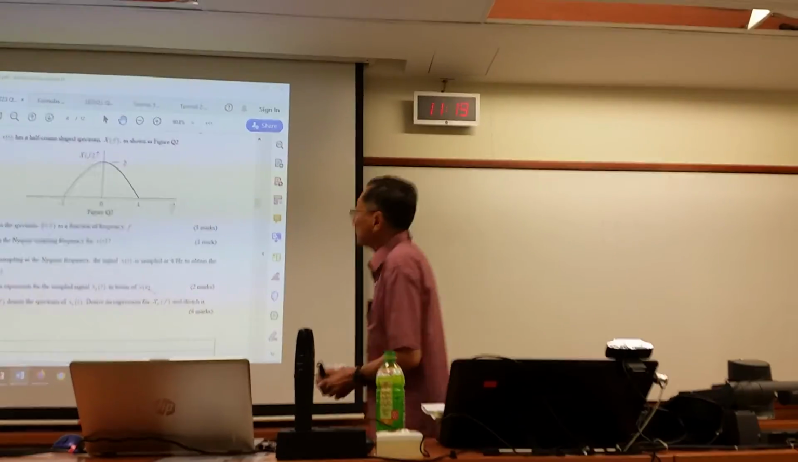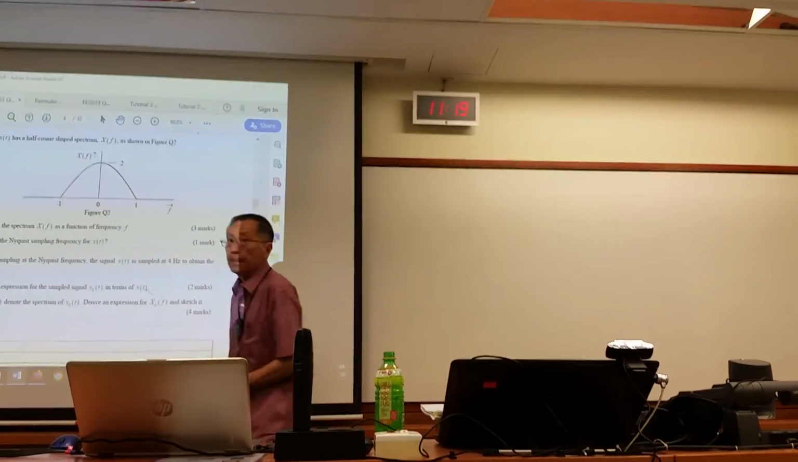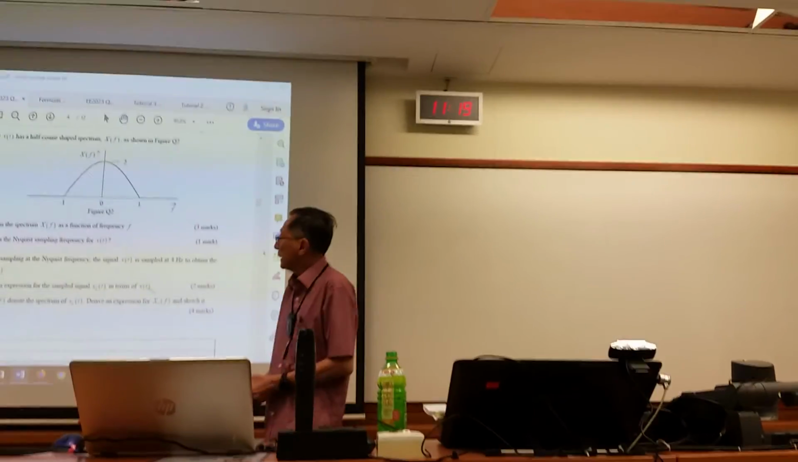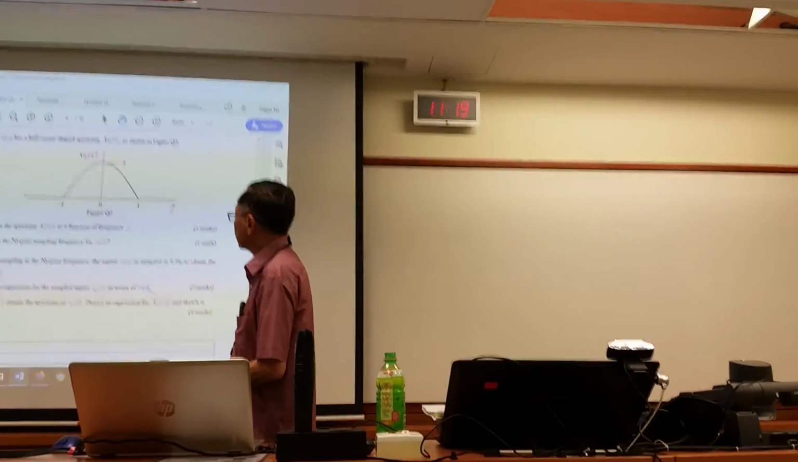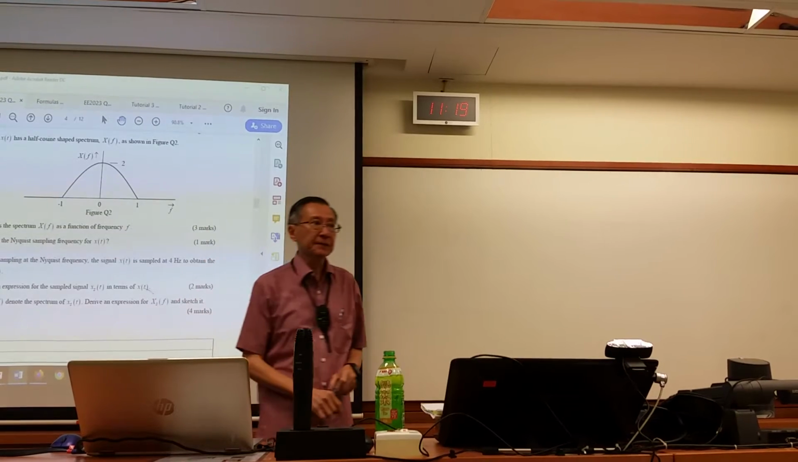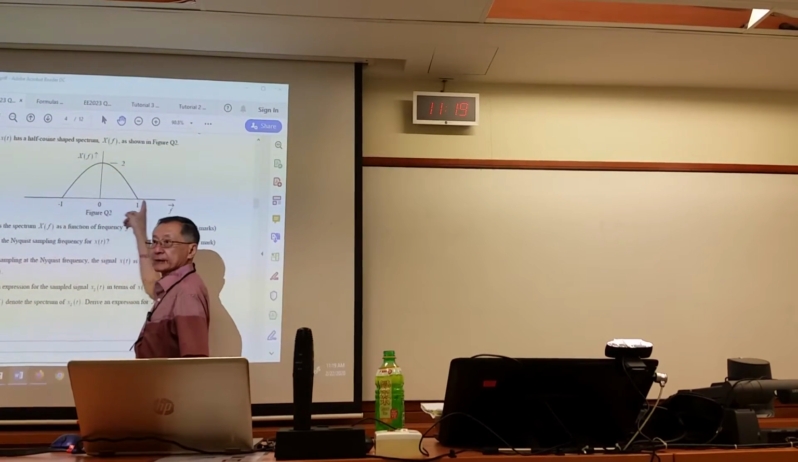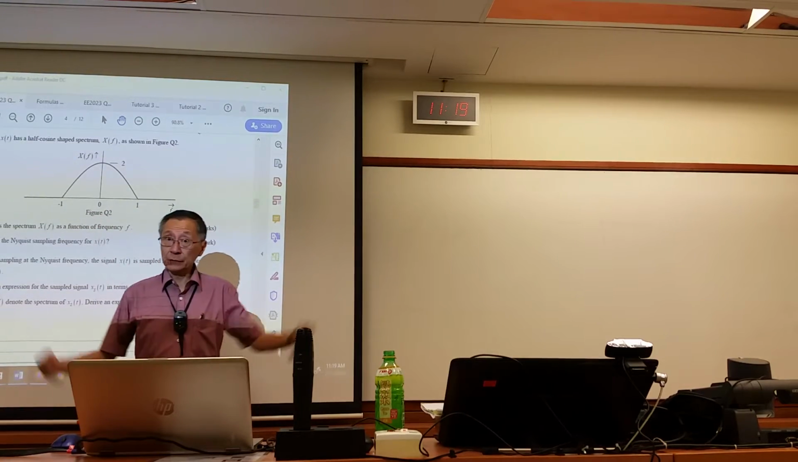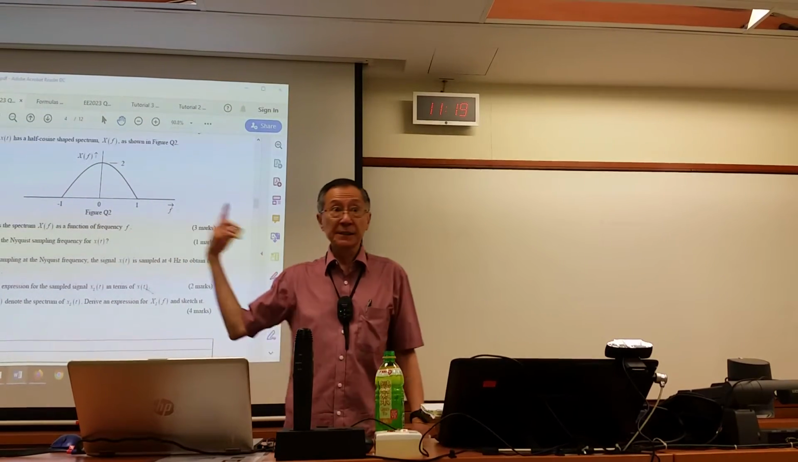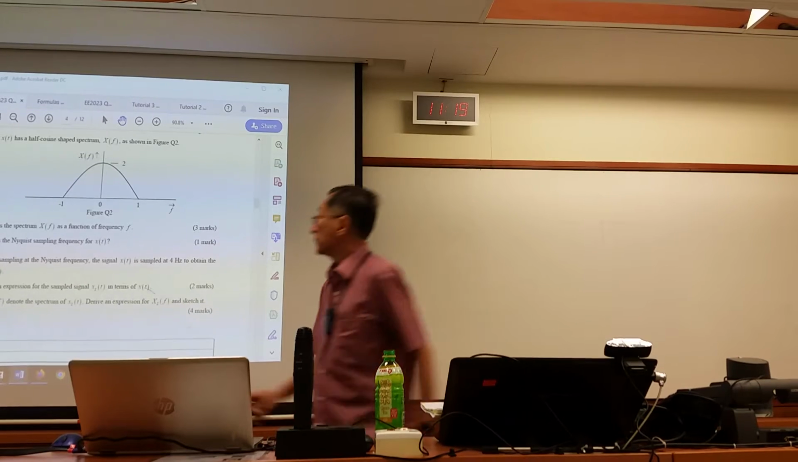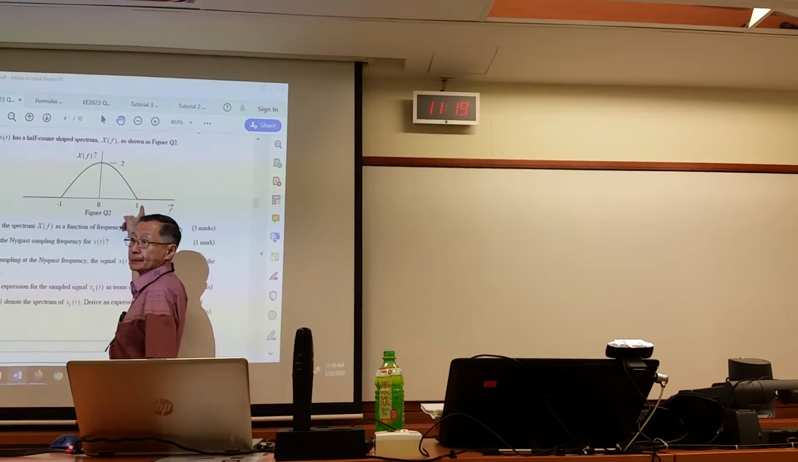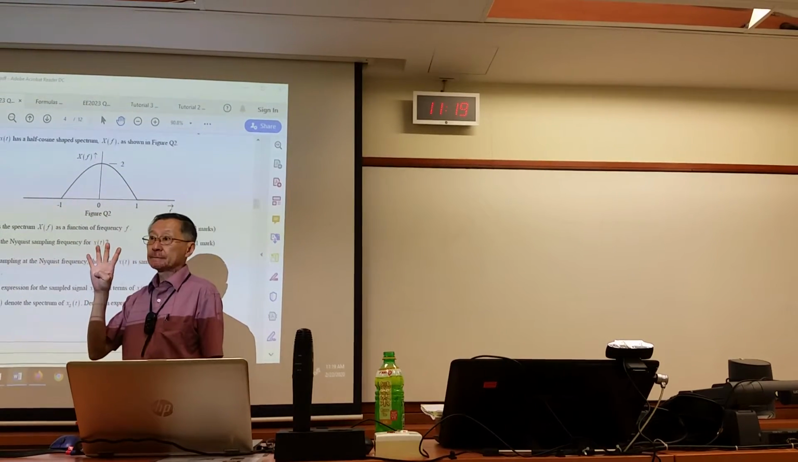So we have this signal which is a half cosine shaped spectrum. Express it as a function of frequency. That means you have to see what is X(f). Okay. So this is half a cycle, right? Half a cycle. So the full cycle will be 4, right? Because half a cycle is 2, from minus 1 to plus 1 is 2. Full cycle will be 4, right?